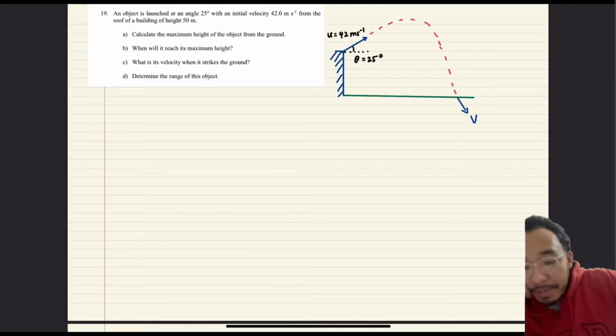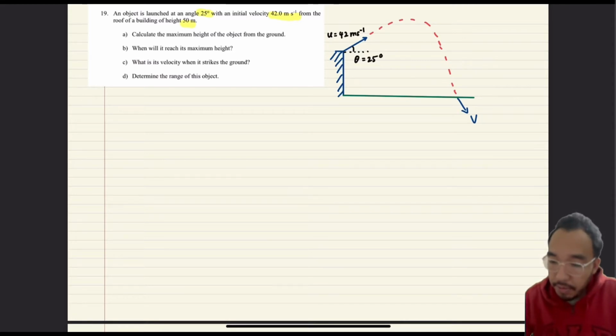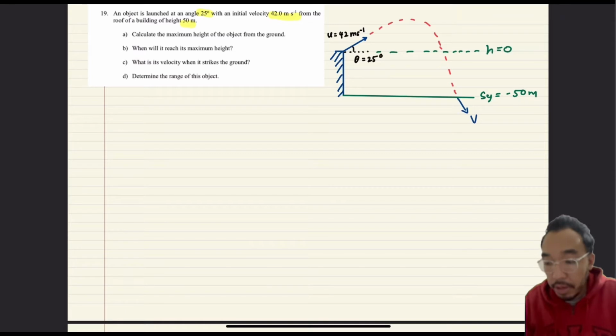Okay, question number 19. An object is launched at an angle of 25 degrees with an initial velocity of 42 meter per second from the roof of a building at the height of 50 meter. So they give you lots of information here. Okay, 50 meter, 25 degree, 42 meter per second. So that 50 meter actually corresponds to the height of the building. Okay, so let's say this is when the height is equal to 0. That means down here is Sy when Sy is equal to negative 50. Don't forget to put the negative because this one is below the starting position.